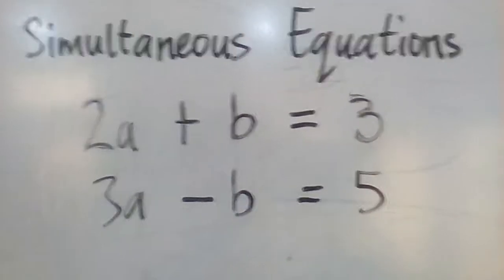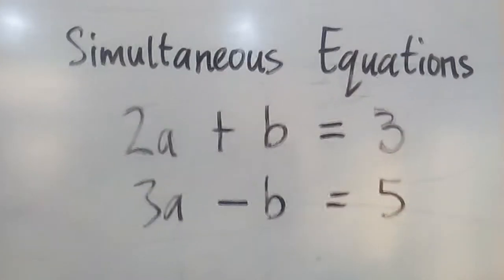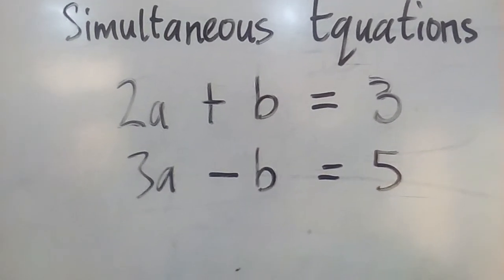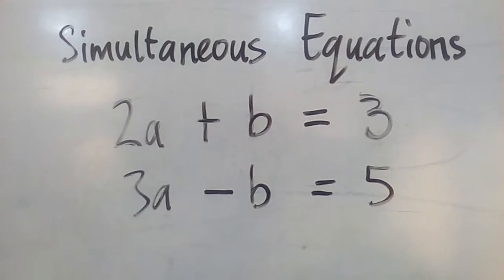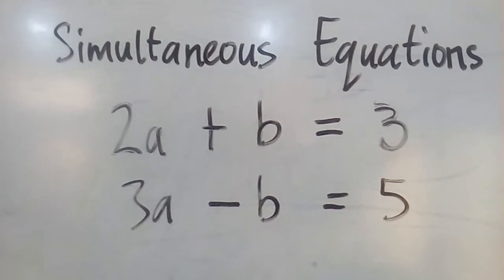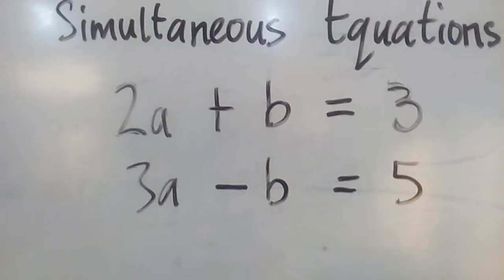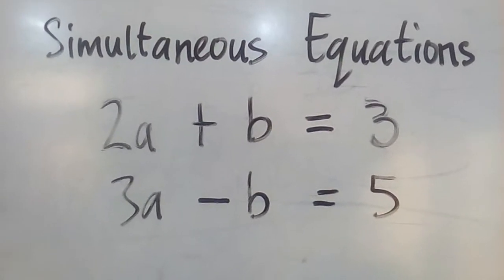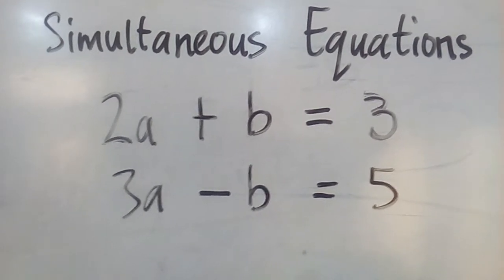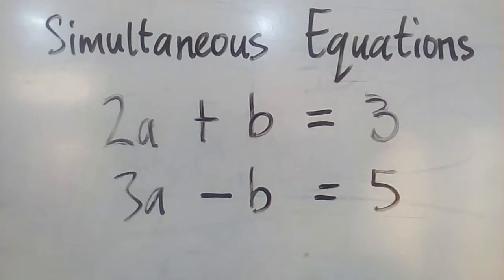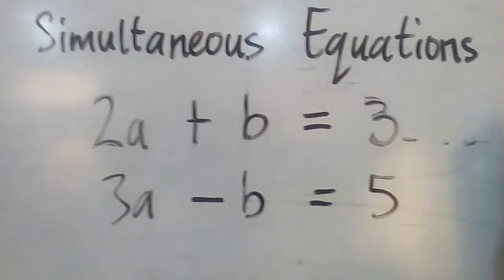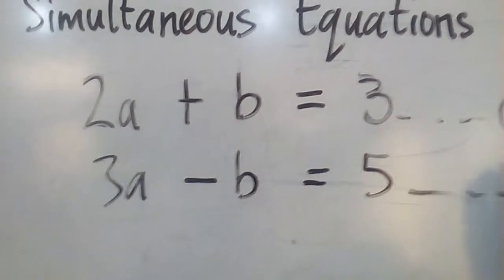When you're using elimination method, you need to look out for two things. The first one is you need to decide on what you want to eliminate. So let's say for instance we decide to eliminate a. If we choose to eliminate a, then the next thing we must ensure is that a in both equations has the same coefficient. Right now, let's call this equation 1, and this would be equation 2.